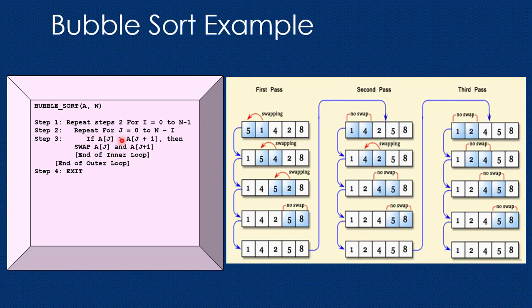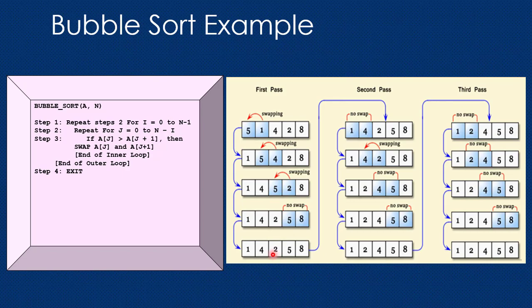Now j becomes 1. A of j means 5 and A of j plus 1 is 4, so 5 and 4 are compared. A of j is greater than A of j plus 1. So in this case, we are going to swap A of j and A of j plus 1, which is 4 and 5, and that happened here. In the next iteration, 5 and 2 are compared, and A of j is greater than A of j plus 1, so these two are swapped.